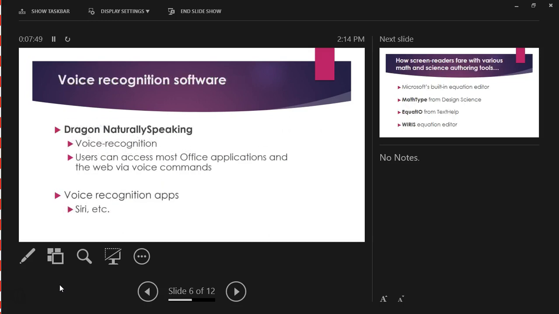I mostly already talked about this, but Dragon NaturallySpeaking is the most popular voice recognition software. Also, iPhones are becoming more compatible with voice recognition. Siri can recognize voices. Sometimes she answers questions in a funny way, but this kind of technology is becoming more ubiquitous in our daily lives.